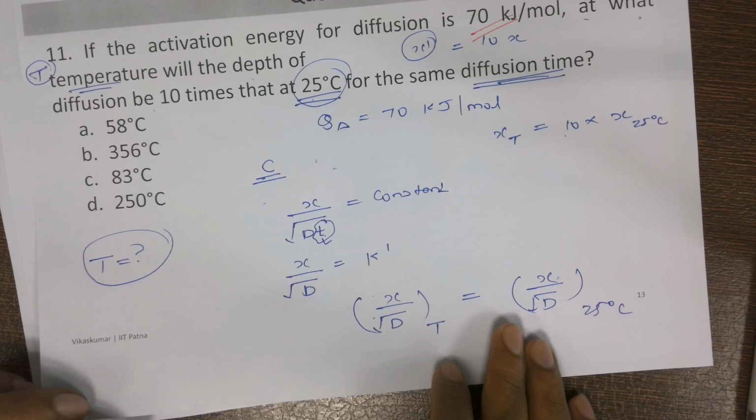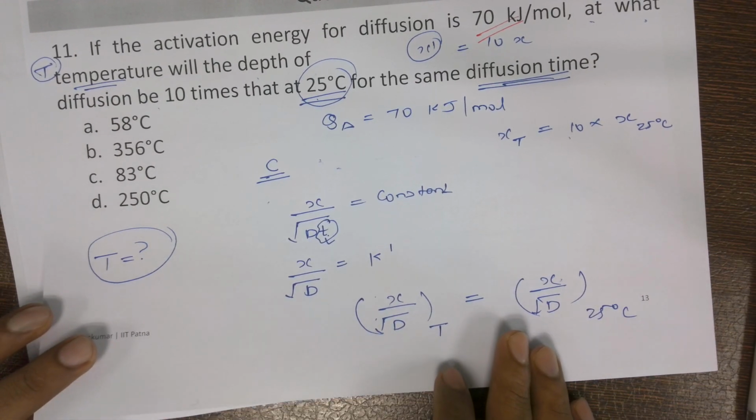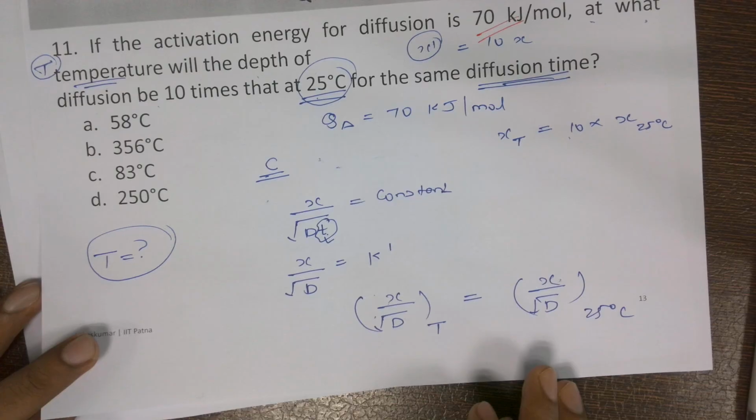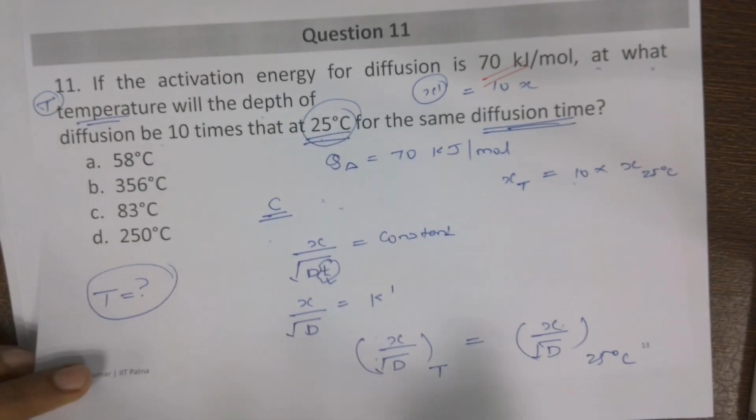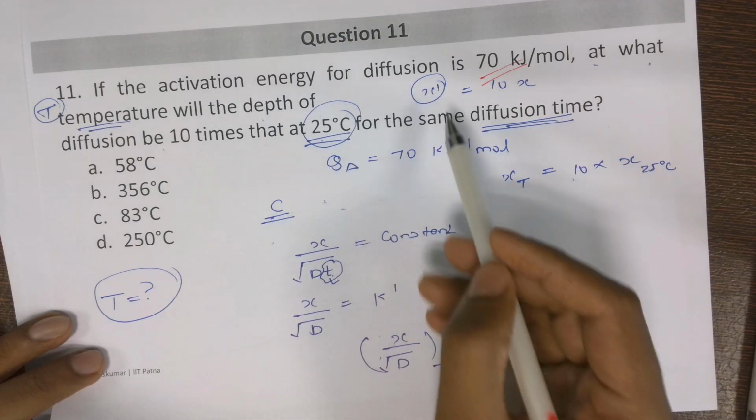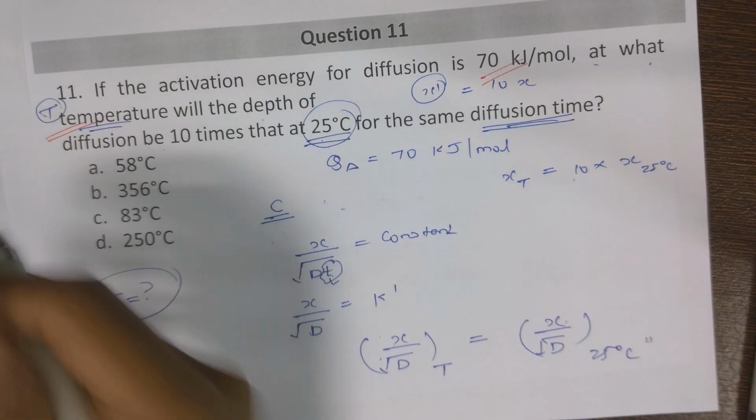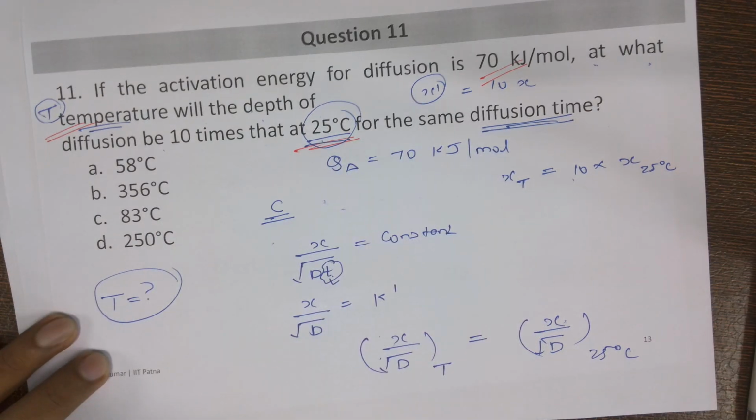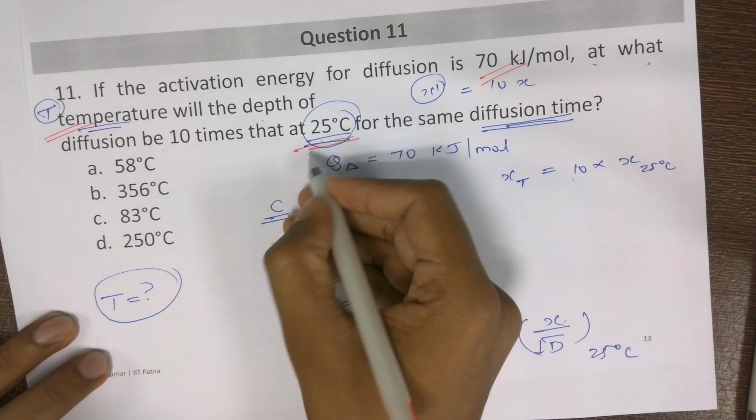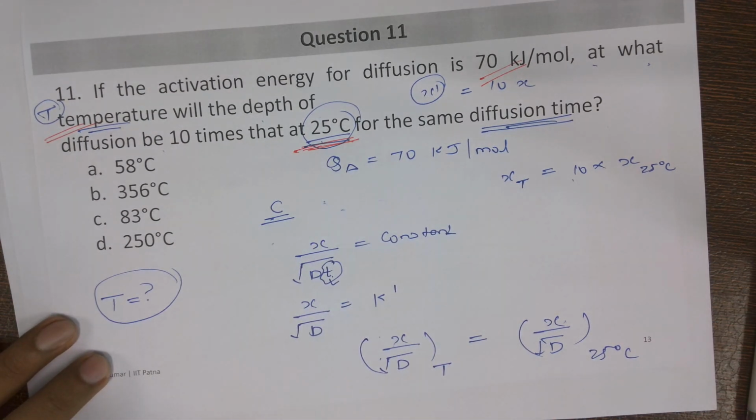Here the answer is given to us. See, obviously, a 5 cannot be the answer. The reason is that if the diffusion is higher at this particular temperature, it means that the temperature should be higher than this. It will always be more than 25 degrees Celsius.